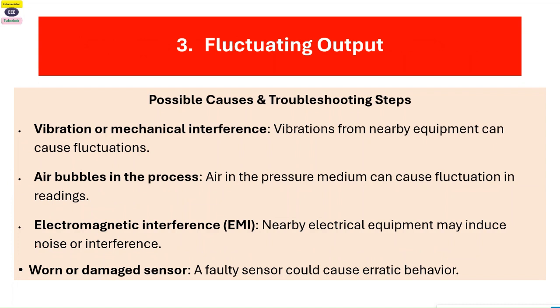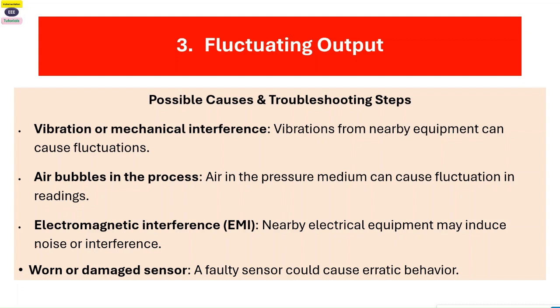Third one is if your transmitter is fluctuating output. It may be due to vibration or mechanical interference. If your transmitter is installed at a machine which has more vibrations, you can check the vibration physically, or some vibration analyzers are also available in the oil and gas sector, and some sensors are also attached with the equipment. So you can check whether the vibration is increased or not with the help of some trends or some alarms on SCADA.